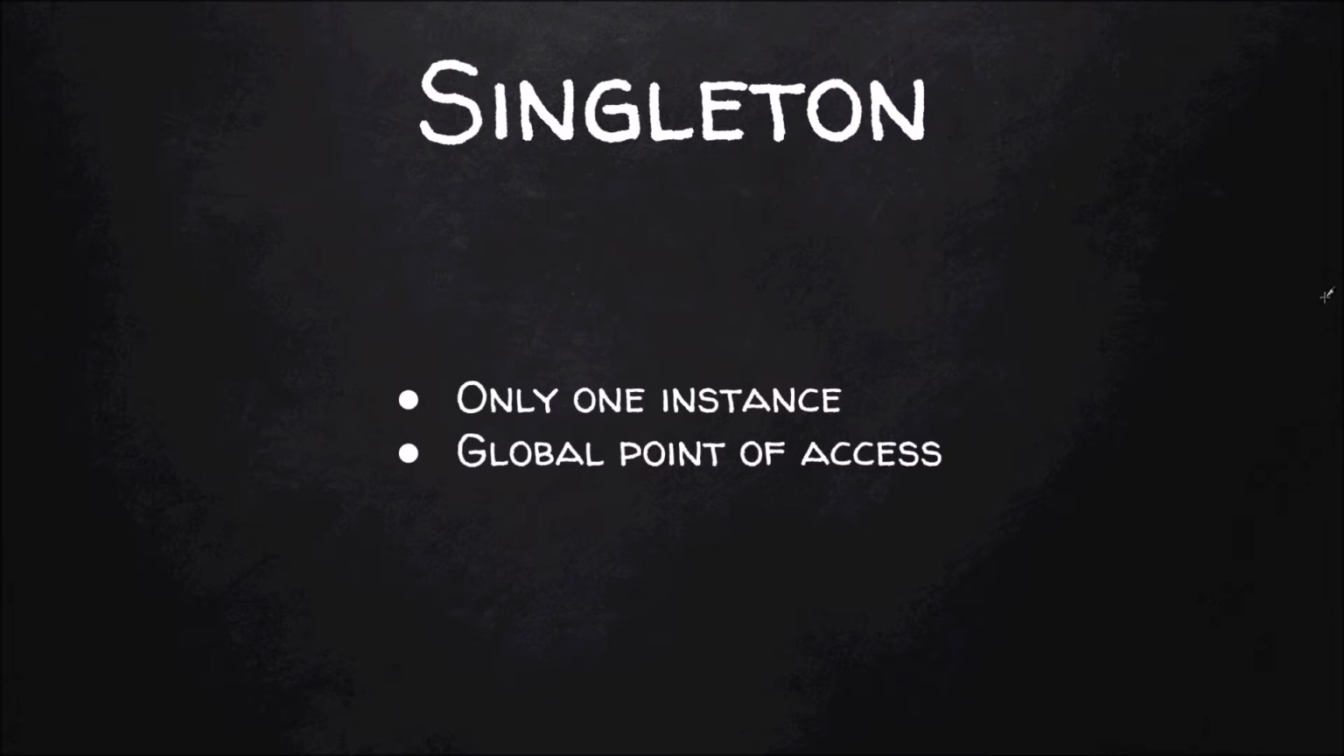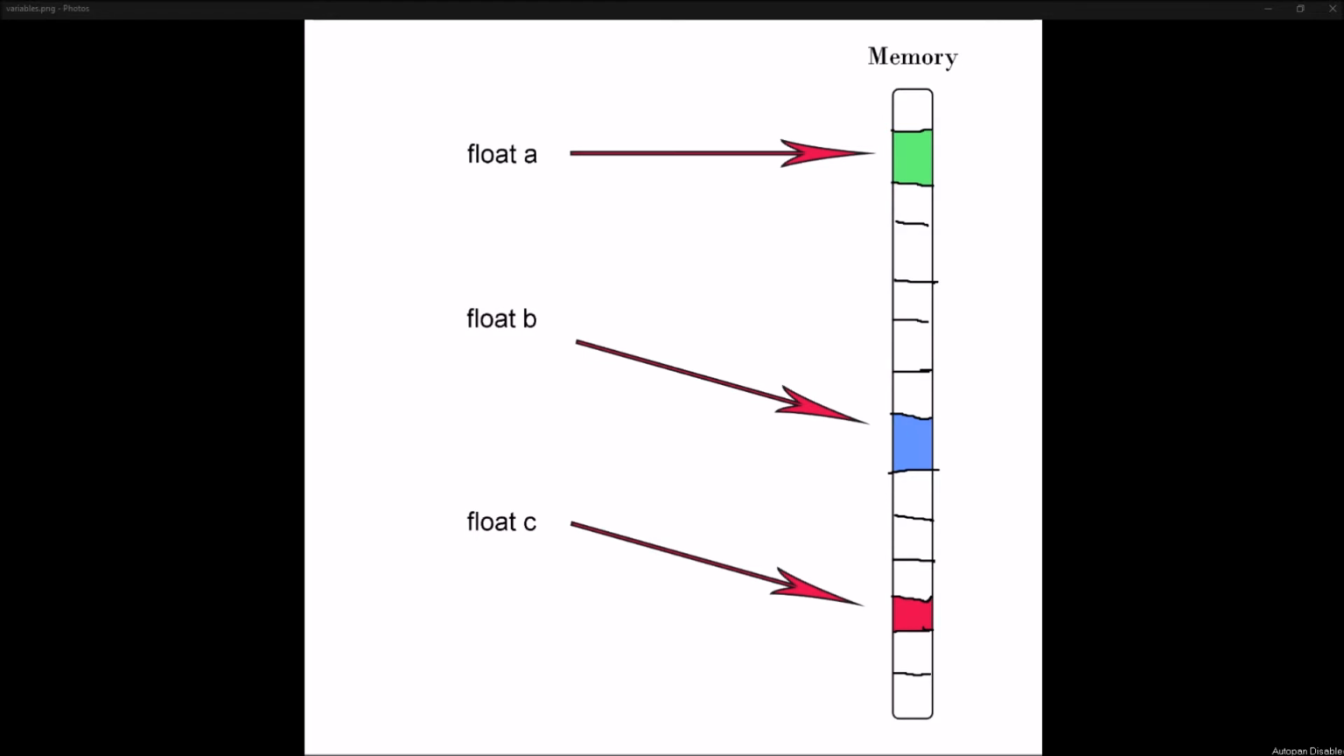We can also use the singleton pattern for data persistence between scenes. Let's first talk about how data or variables are stored in the memory. This will help you understand how static variables work and how the singleton pattern is implemented inside Unity. So any variable or function that you create inside Unity is allocated some location inside your computer memory.